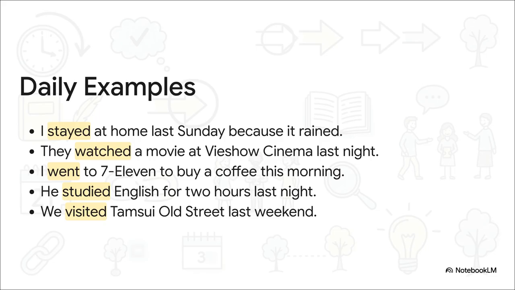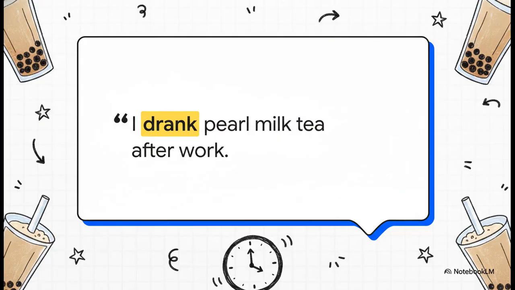He studied English for 2 hours last night. Regular. And we visited Tamsui Old Street last weekend. You're starting to see the pattern, right? And come on, here's an irregular verb I think we can all relate to. I drank pearl milk tea after work. The original verb is drink, but in the past, it changes to drank. I bet you've used that one.